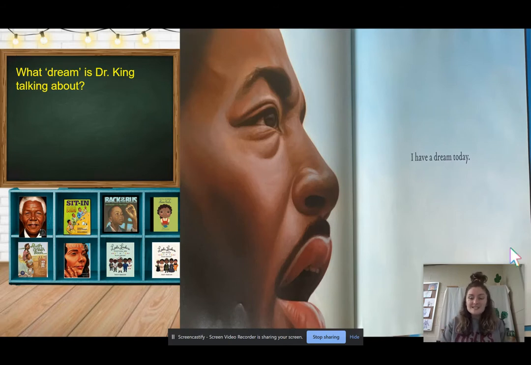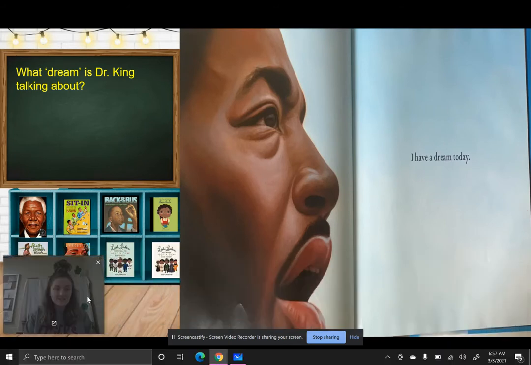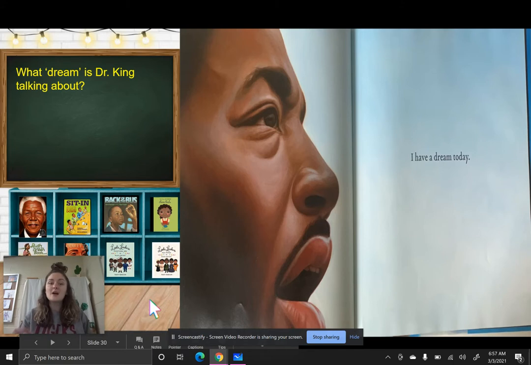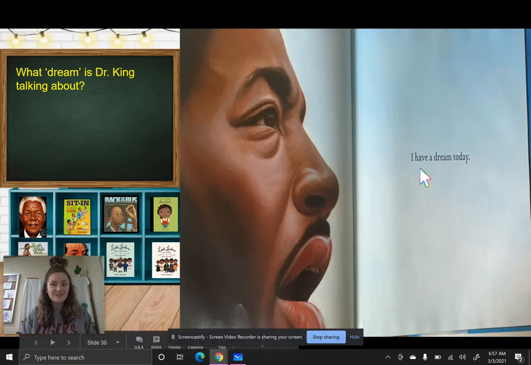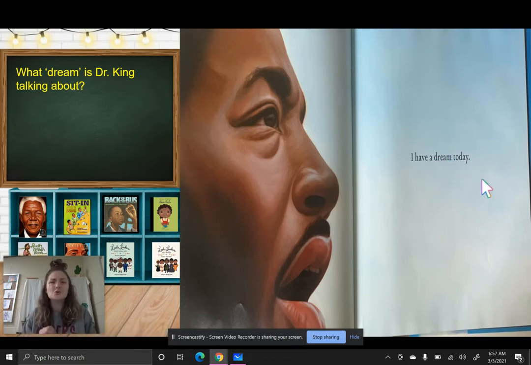All right, so this is the page that we stopped on yesterday. And we stopped at this painting of Dr. King. And remember, this is in first person point of view. So that means Dr. King is the one talking in the book. In this page, let's read it together. Are you ready? I have a dream today. What was Dr. King's dream? What was his dream for America? Tell me in the puzzle.